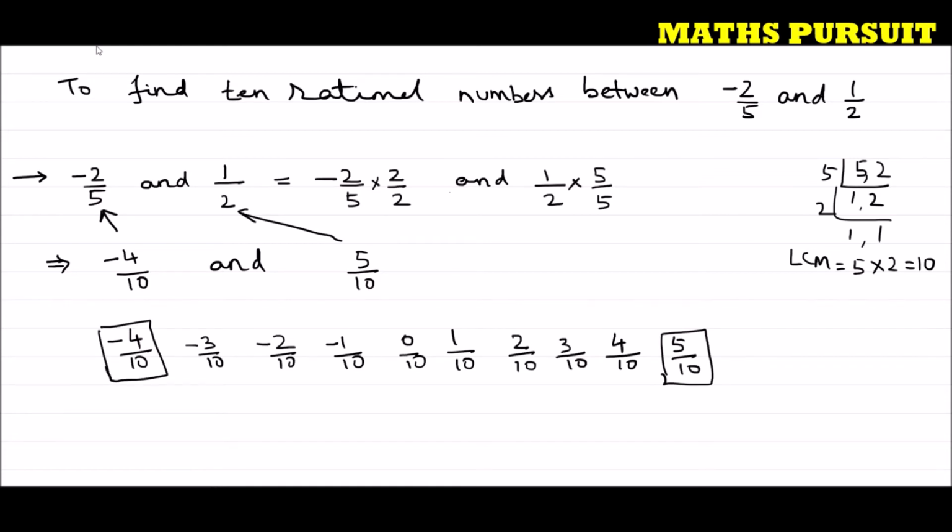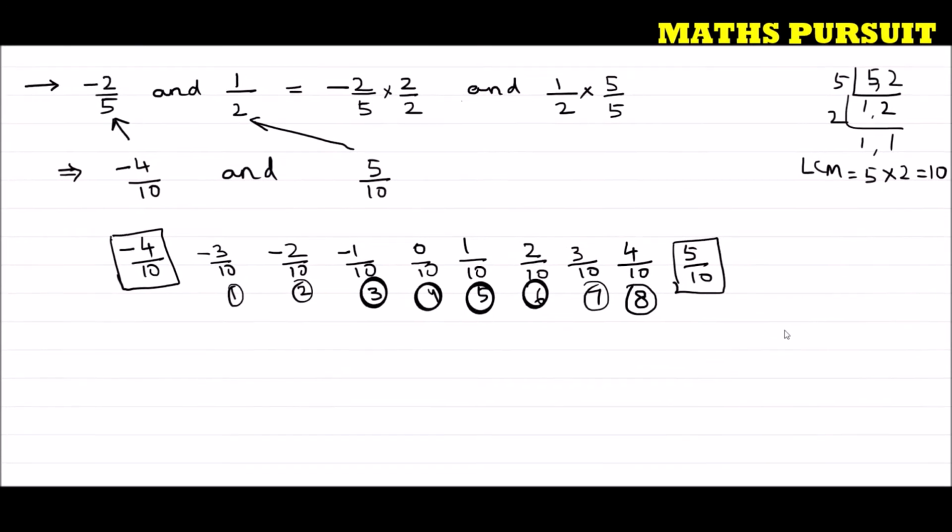We require 10 rational numbers. Now let us count how many rational numbers we are getting. This is 1, 2, 3, 4, 5, 6, 7 and 8. We are able to find only 8 rational numbers between minus 4 upon 10 and 5 upon 10, which is nothing but minus 2 upon 5 and 1 upon 2. Now in order to get 10 rational numbers, what we need to do? Again we need to increase the denominator.